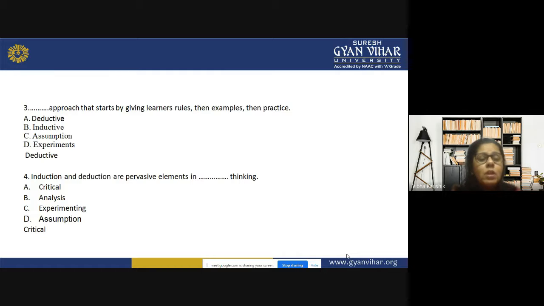Now the options are A, critical, whether we are saying that these are the elements of creative thinking involved. B is analysis, they will analyze the thinking. C is experimenting, and D is assumption. So these are the options. Now you have to select the correct one on the basis of the given choices, and the correct answer is option A, that is critical.